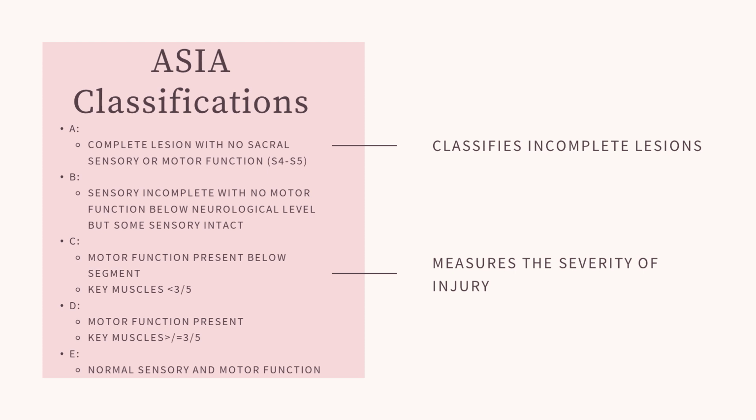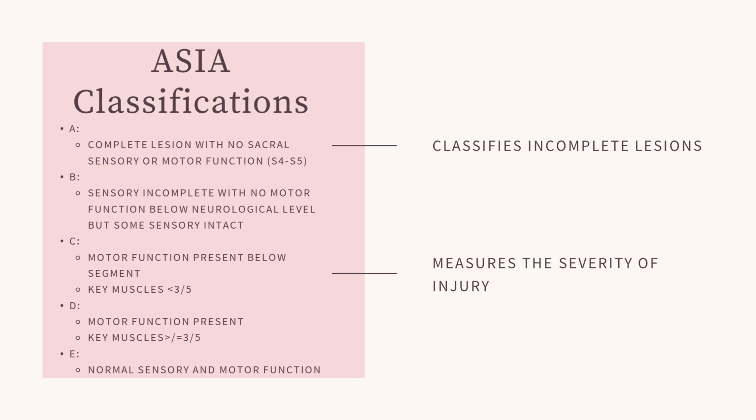All right, so let's talk about ASIA classifications. So ASIA is a system that has been developed over time to classify and identify the severity of incomplete spinal cord injuries. So let's talk about the different categories. The categories of the ASIA scale goes from most severe to least severe on the scale of A through E.